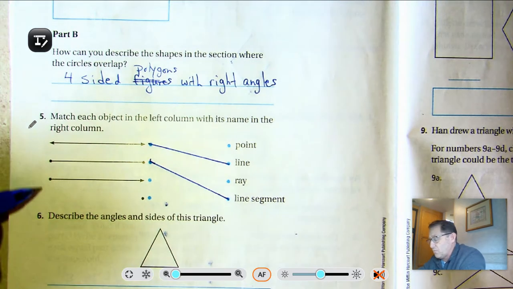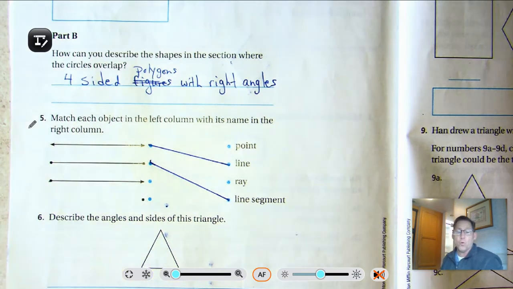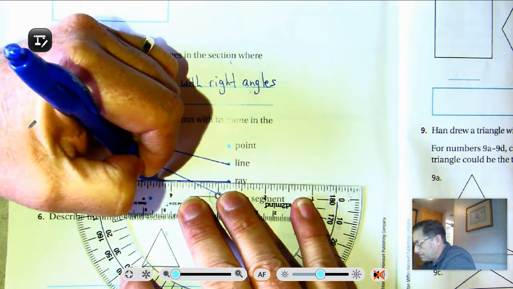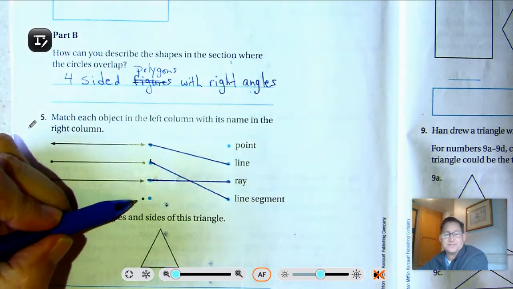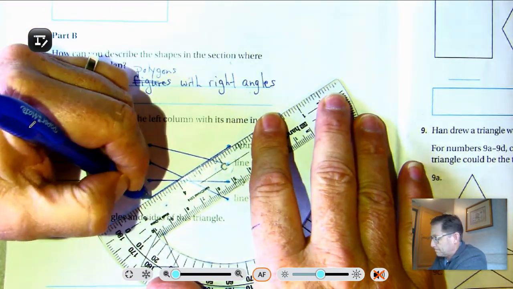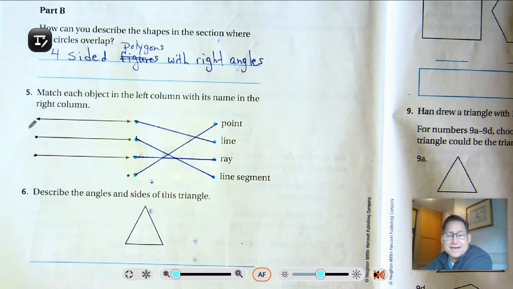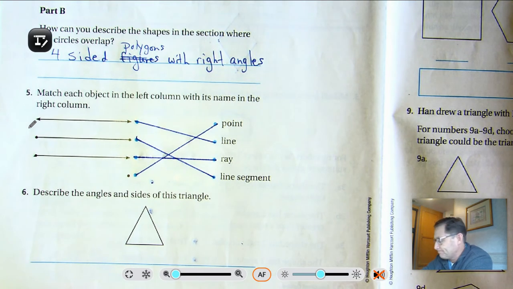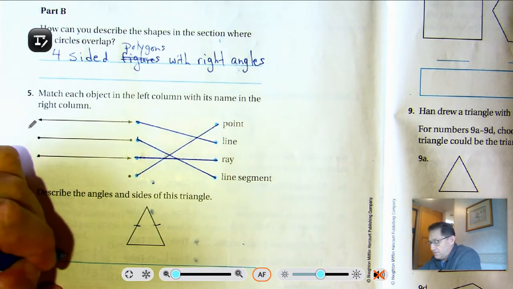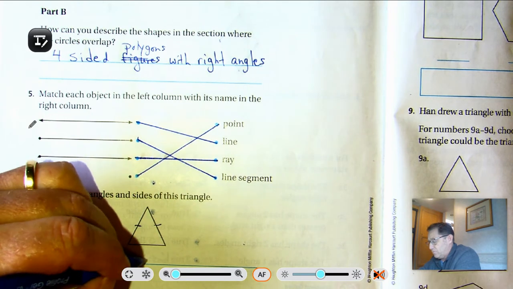Okay, the next one is also part of a line. It has 1 endpoint and continues on in one direction. That's called a ray. And the last one is this dot right here, and that's a point. Okay. Number 6, describe the angles and sides of this triangle. Well, these 2 sides appear to be equal. So I'm going to say 2 sides with equal length.